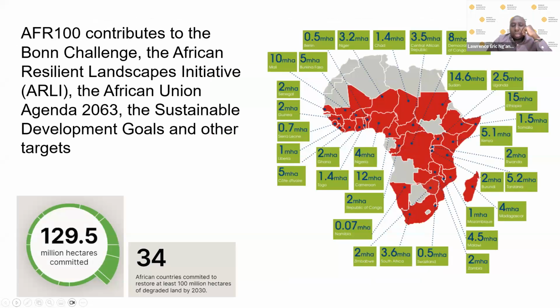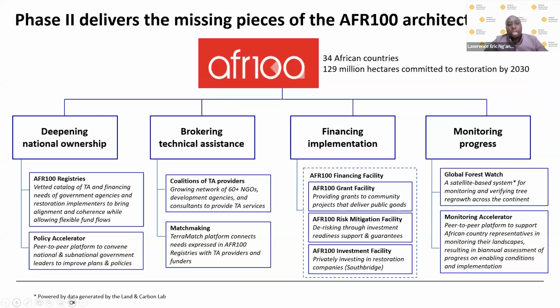And this now helps in responding to some of these continental and international obligations at the global level that Fred talked about in the first presentation. Next slide. And that was AFR100 at phase 1. So now we are in phase 2. Phase 2 was supposed to deliver on some of the missing pieces in AFR100. And so the next phase is focusing on some of these missing pieces.